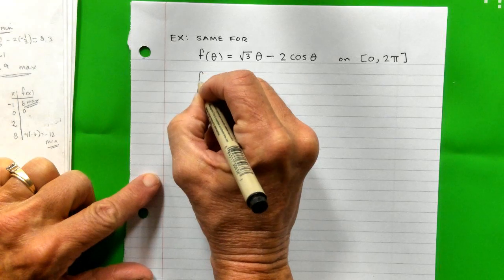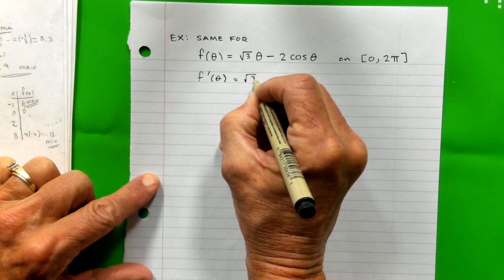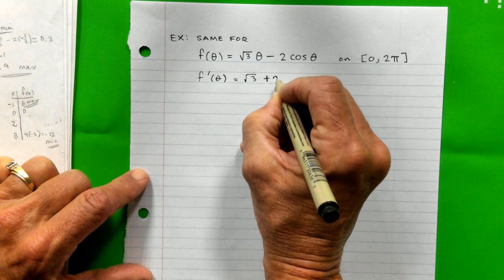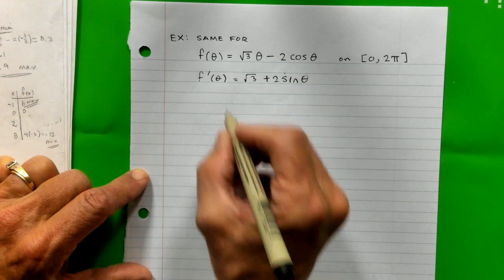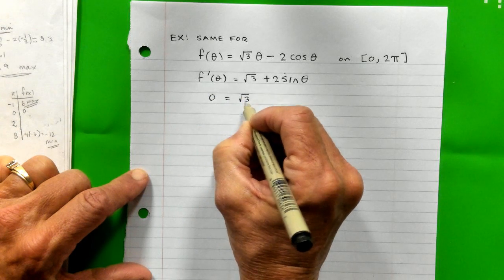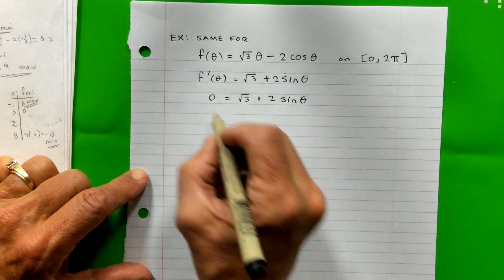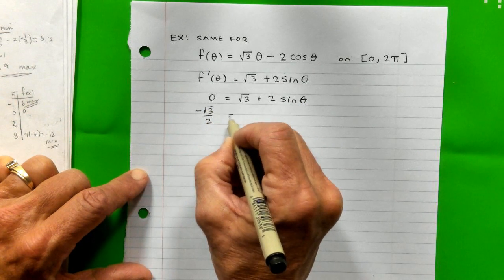Here's the derivative. Everybody, I'm sure, got this. Derivative here is square root of 3. Derivative of cosine is minus the sine, so you get plus 2 sine theta. So now we're going to set that equal to 0. Get the sine of theta by itself by subtracting the square root of 3 and then dividing by 2.